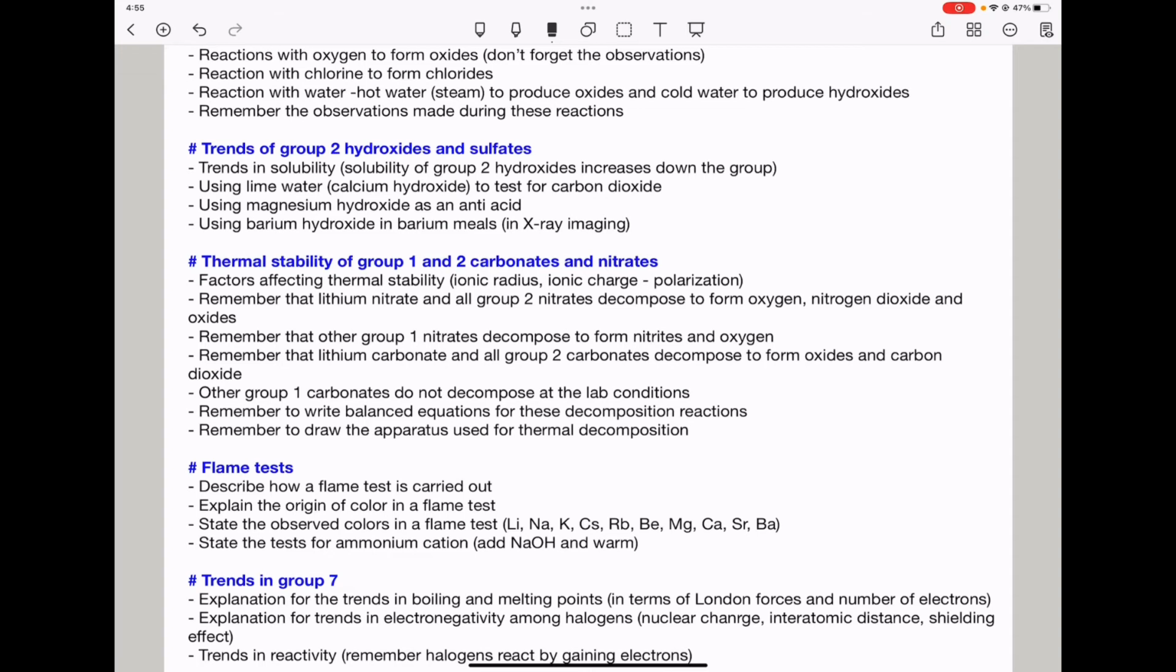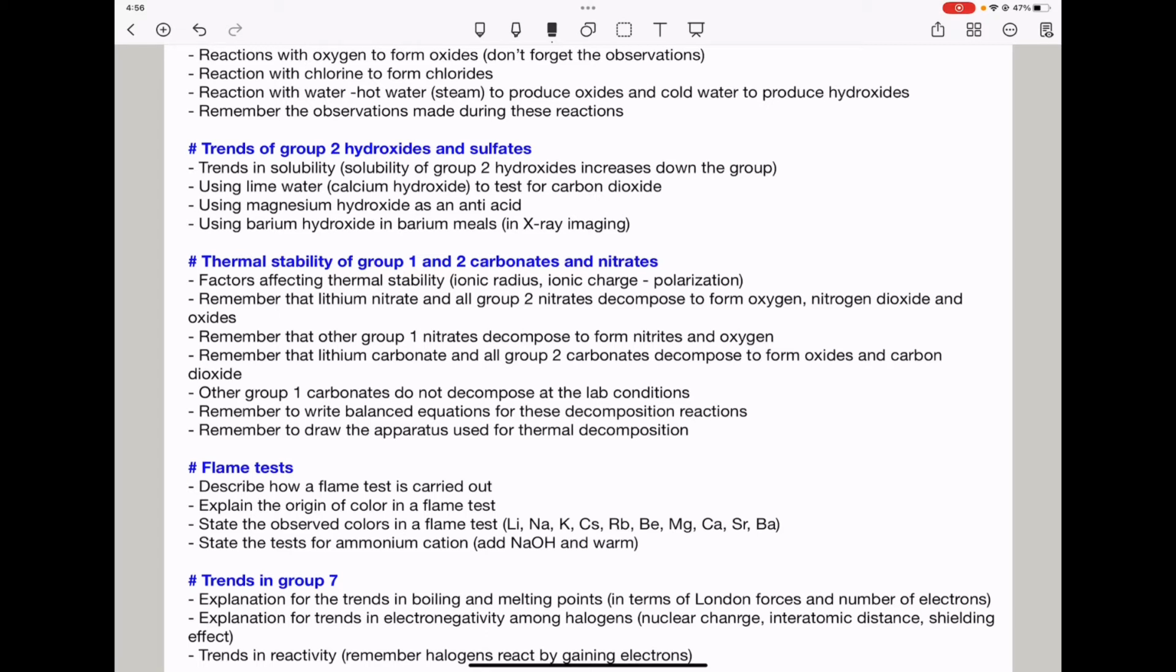When we go to thermostability of group 1 and 2 carbonates as well as nitrates, you need to remember the factors affecting thermostability, including ionic radius, ionic charge, as well as polarization. You need to fully understand this because this can be detailed, and this comes in section A as well as the other sections. You need to remember that lithium nitrate and all the other group 2 nitrates decompose to form oxygen, nitrogen dioxide, which is brown, as well as oxides.